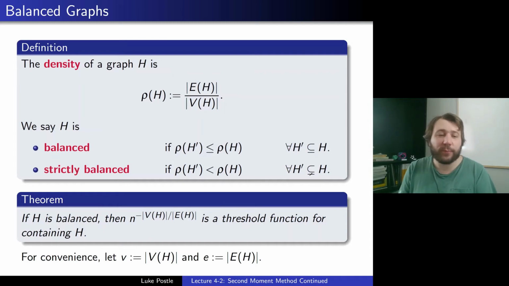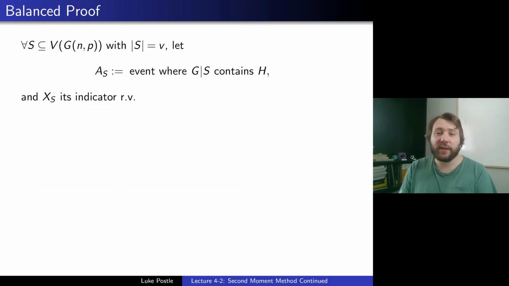So on to the proof of this theorem of the threshold function for balanced graphs. So it's basically the same. So let's just run through it doing the differences. So now we'll look at all subsets of size V from G(n,p), and we'll let A_S be the event.